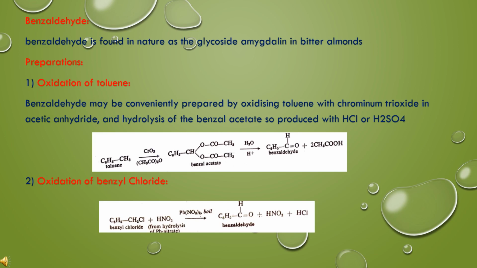Next, preparation from benzyl chloride. Benzyl chloride undergoes oxidation using nitric acid in the presence of lead nitrate, and this solution is boiled. Then we get benzaldehyde. From benzyl chloride, the HCl is removed and the oxygen is attached. Then only we get benzaldehyde.